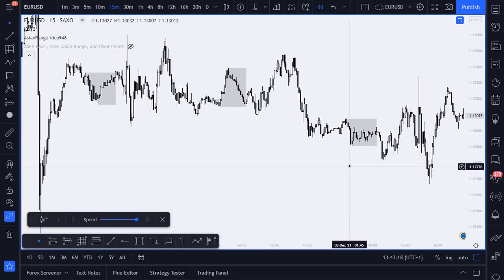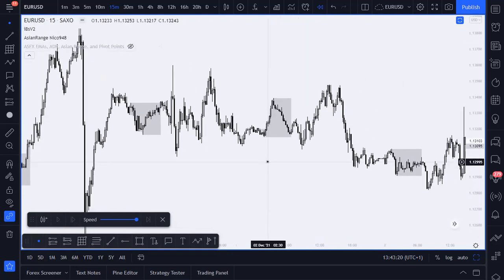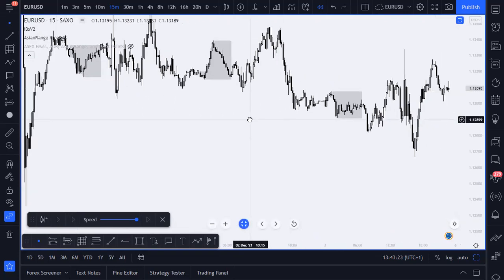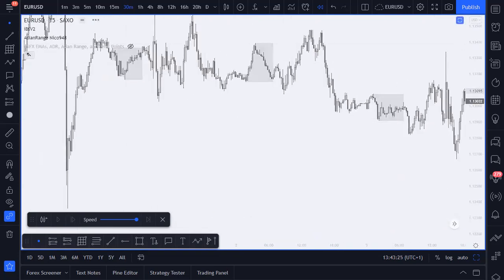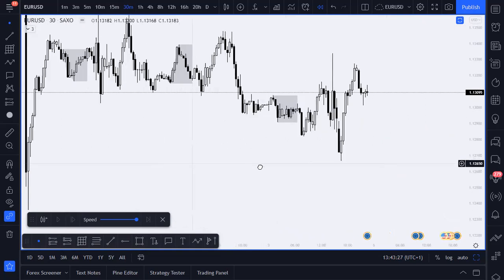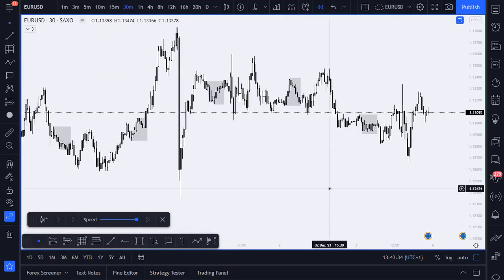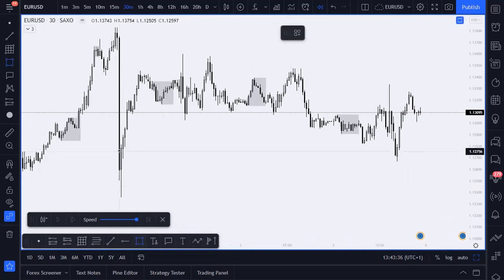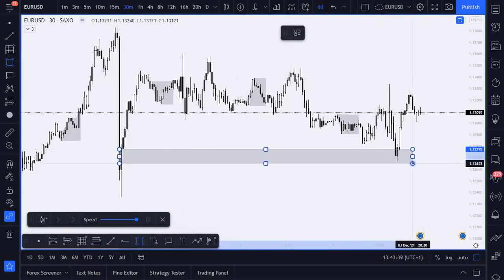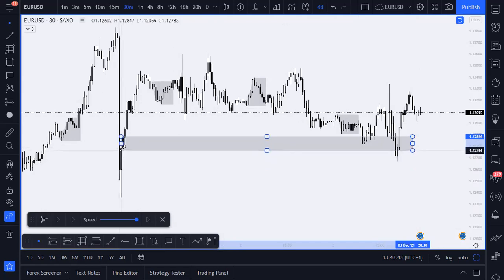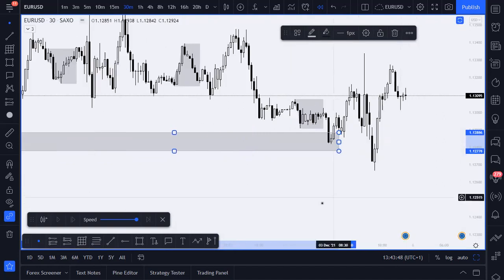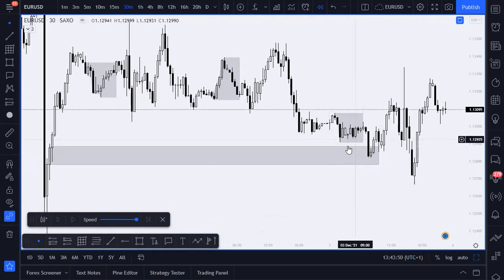Let's see. Yesterday, I found a trade around this zone. I don't remember which time frame, but I waited, and I was around this zone, actually around that wick. So I got a trade below Asia low.